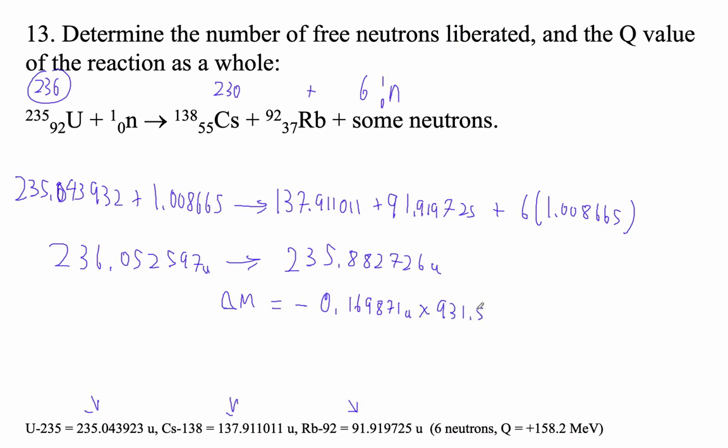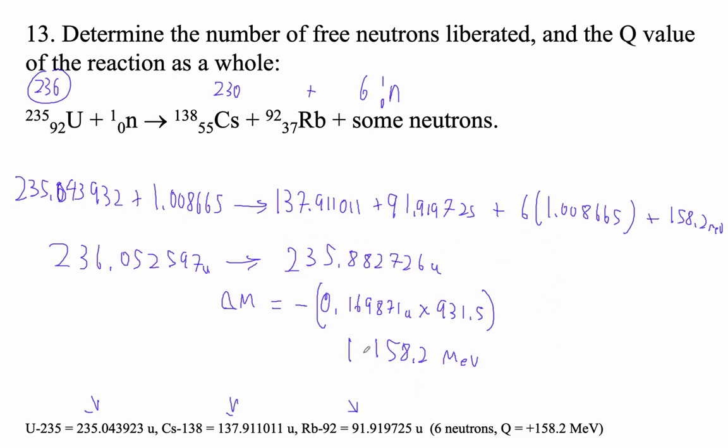This is definitely a positive Q value, okay? So times 931.5 is 158.2 MeV, right? Now, the reason this is positive is that we're losing mass, right? So where did the mass go? The mass went into energy released. In fact, on this side, you could say plus 158.2 MeV. That would make it balance out. Then you wouldn't lose any mass at all. Both sides would be balanced, right?